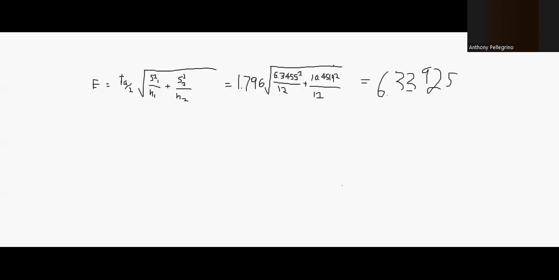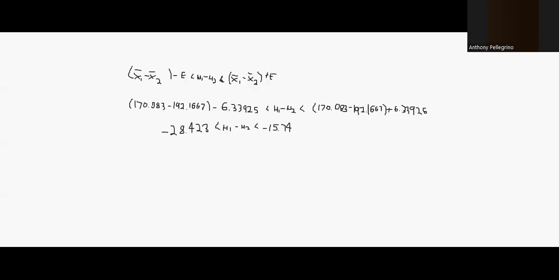So now that we have the E, it's really just smooth sailing from here. We can just plug in the values in the formula, and we should get the confidence interval. So again, the formula for the margin of error is x1 minus x2 minus E is less than mean 1 minus mean 2, which is less than x1 minus x2 plus E.